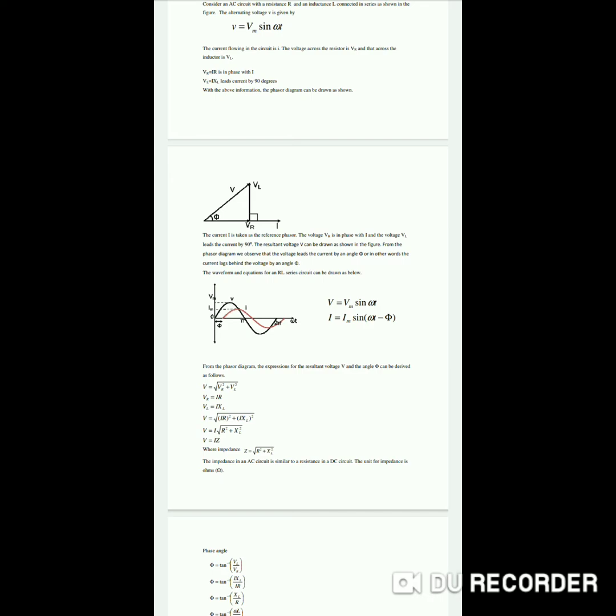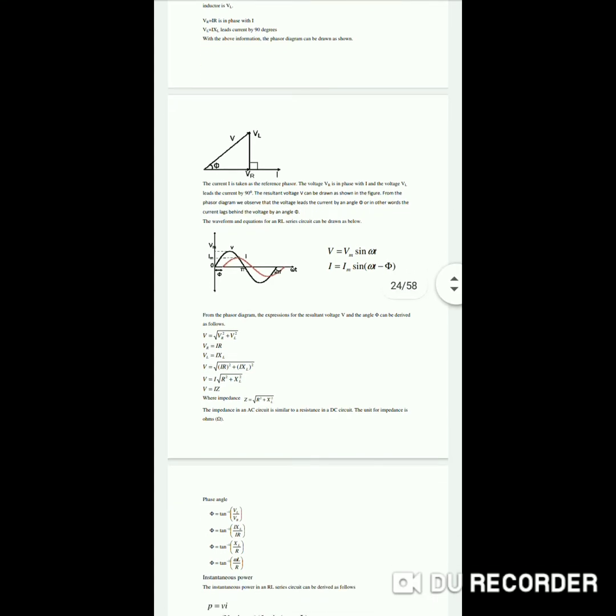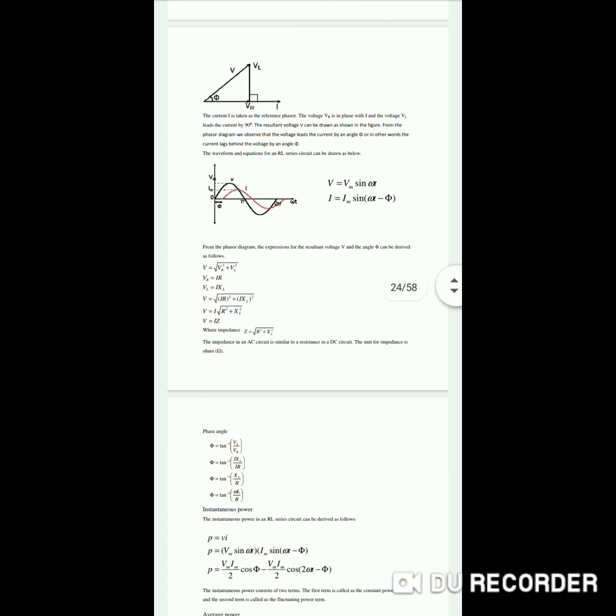This is the difference between resistance and inductance: resistance is in phase and inductance leads by 90 degrees. In the graph you can observe that there is a phase difference of phi. So the input is V = Vm sin omega t and the current is I = Im sin(omega t minus phi). In the graph they have given phi instead of 90, so we take omega t minus phi.